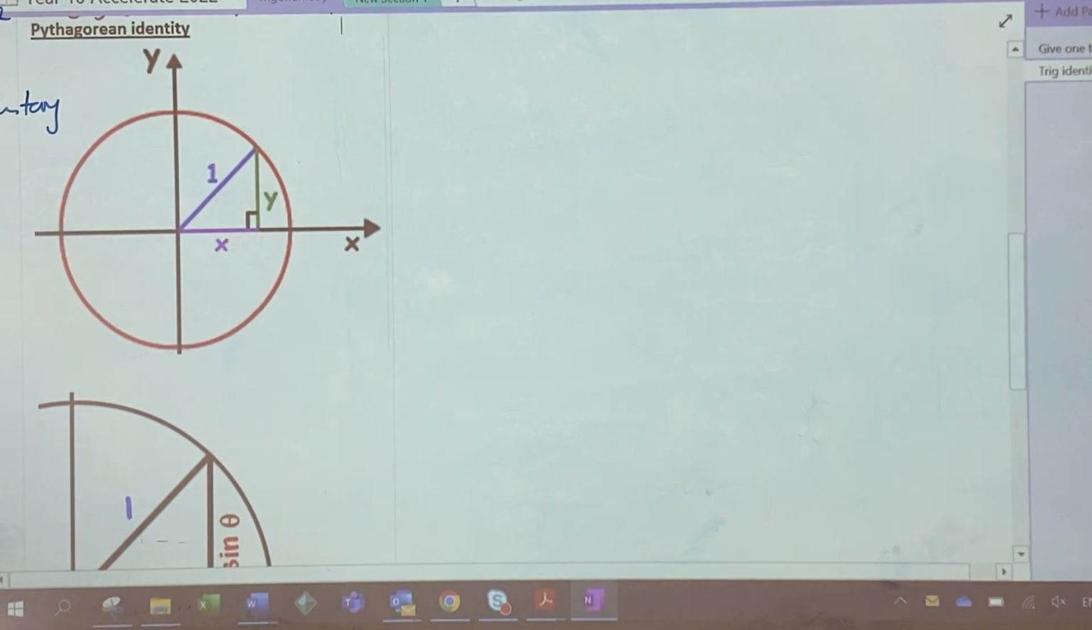From here, we're going to get heaps of "show that" sort of questions. We want to show, we want to prove, as well as simplify. Okay, let's have a look at this circle here. We call it a unit circle.